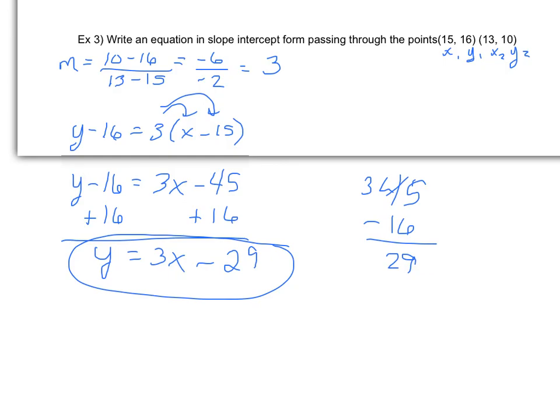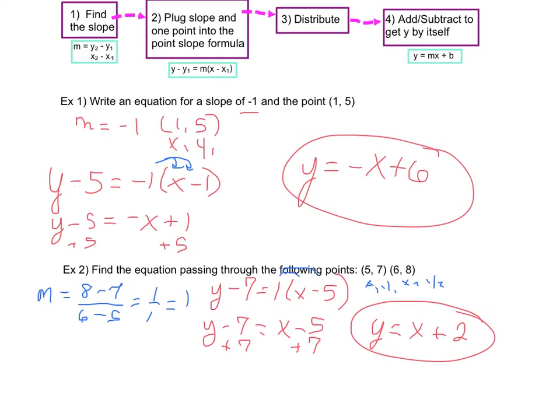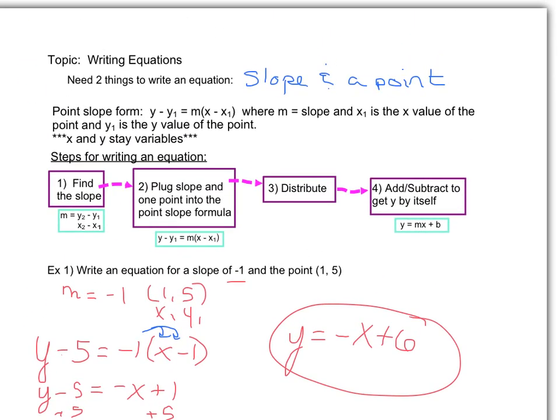So again, in order to write an equation, you need two things, a point and a slope. You may just be given the slope, or you may have to find it with a formula. Then you're going to plug into the point-slope formula, distribute, and then change it to y equals mx plus b form by getting y by itself. Make sure you have these steps written down somewhere and that you bring them with you to class to use as a tool when you're completing your practice.